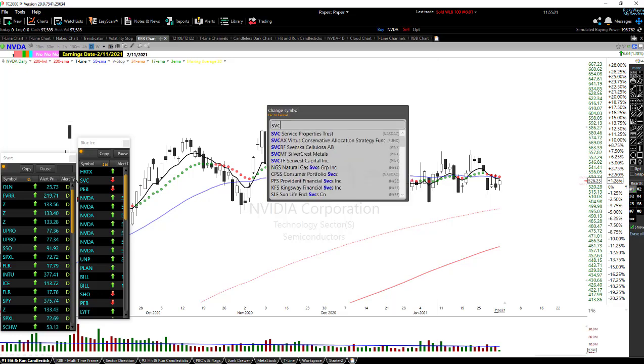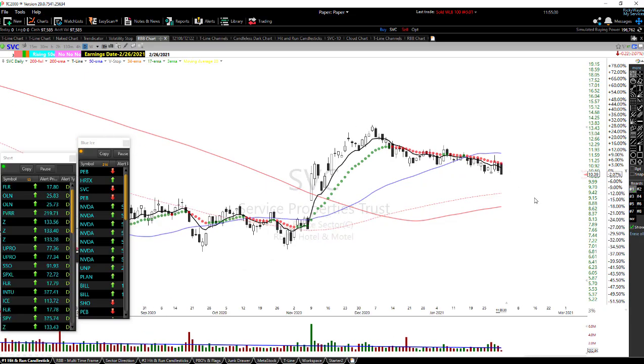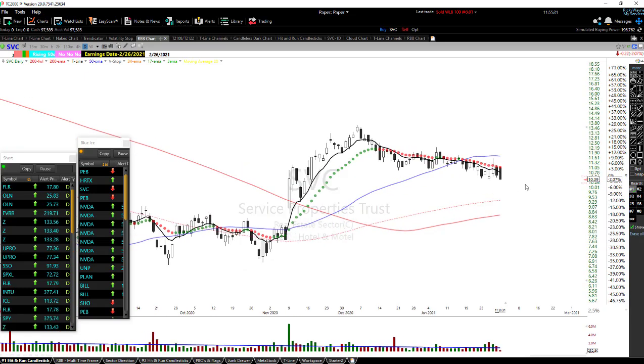From there, what we want to look for is the overall chart, and we want to make that decision. Do we want to enter that trade? Take SVC maybe. I might like this a little bit more than the NVIDIA trade right now, just because it's still showing weakness right in here.